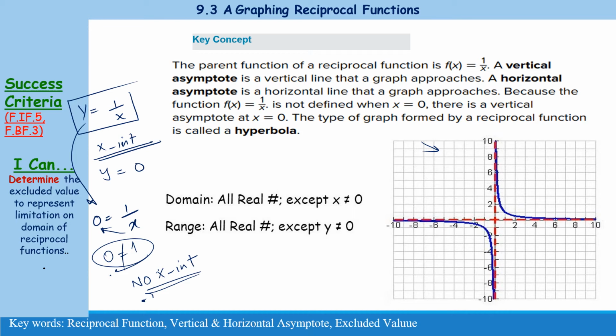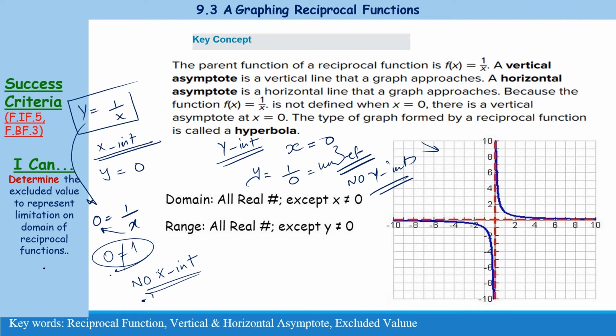No x-intercept means the line will come closer to the x-axis, but it will not touch it. Now, similarly, find the y-intercept. The y-intercept means x equals 0. When you replace x by 0, you get a math error, that means undefined. So that also shows that you have no y-intercept, which means the function is coming closer and closer to the y-axis, but it will not touch the y-axis.